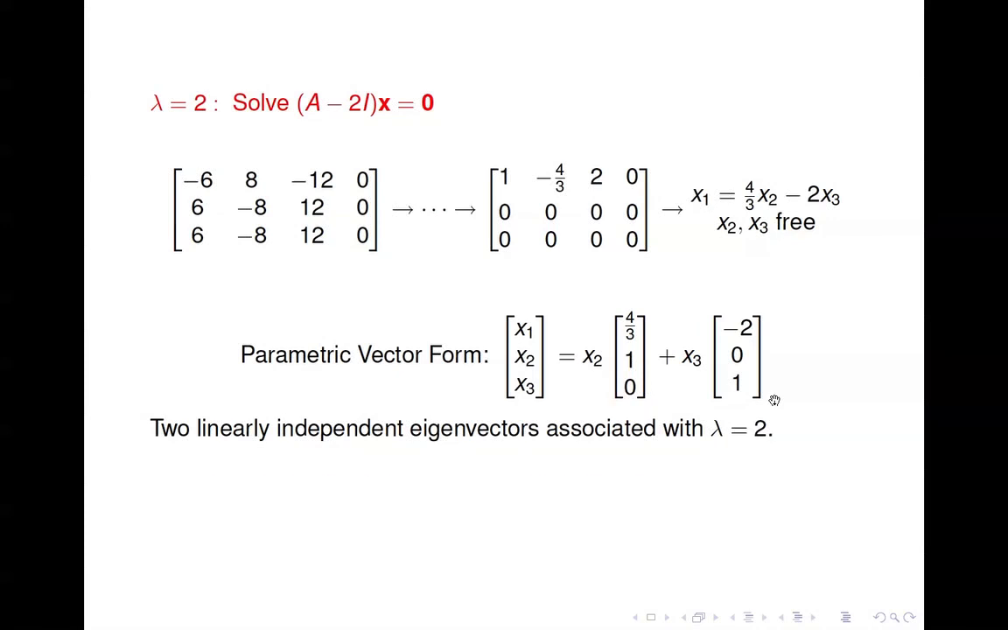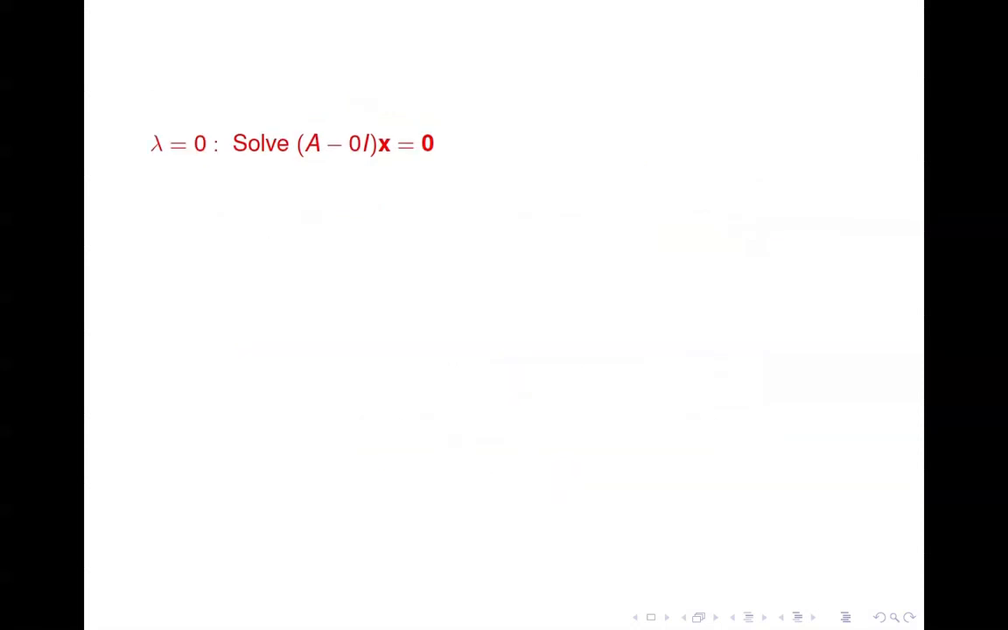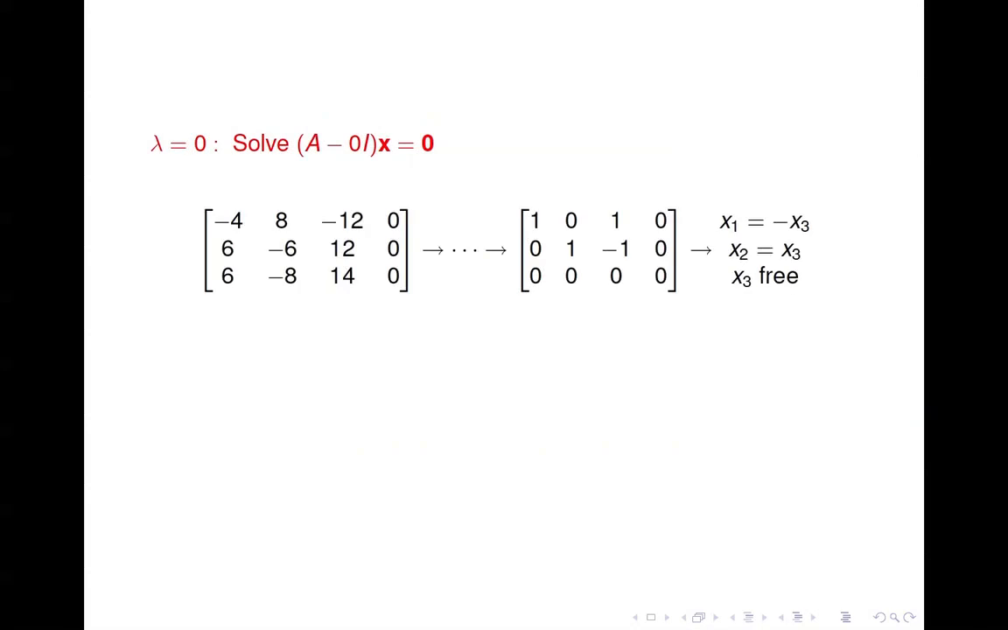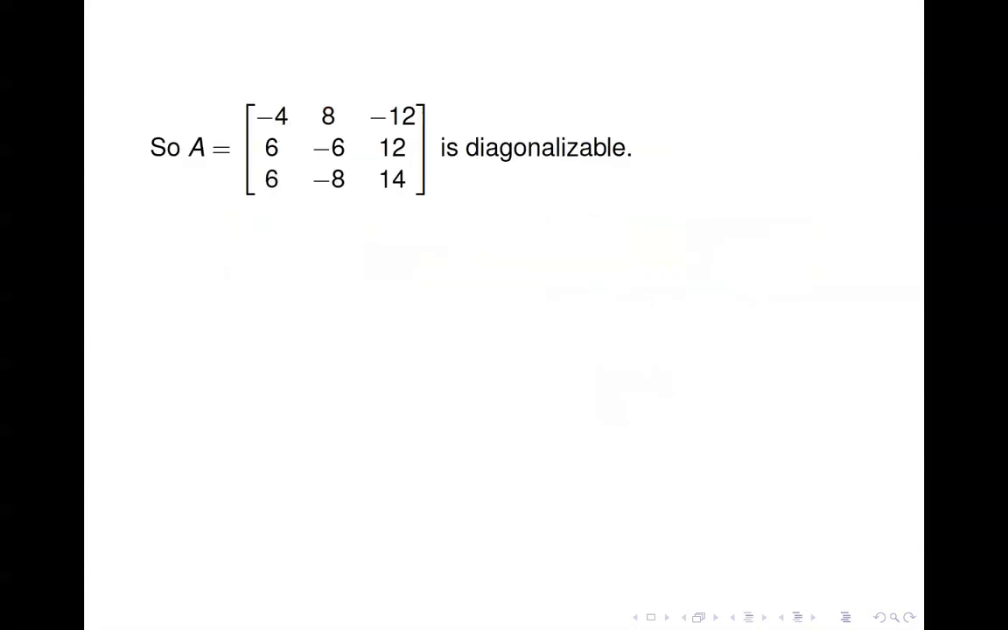And so at this point, we've got 2 linearly independent eigenvectors from lambda equals 2. We know we'll get one more from the other eigenvalue. So at this point, we know that A is diagonalizable, and actually we're 2/3 of the way towards producing the P such that A equals P D P inverse. So we look at the other eigenvalue of 0 and solve A minus 0I times x equals 0. Then notice we got one free variable, so we end up with 1 linearly independent eigenvector. And so we know that A is diagonalizable.